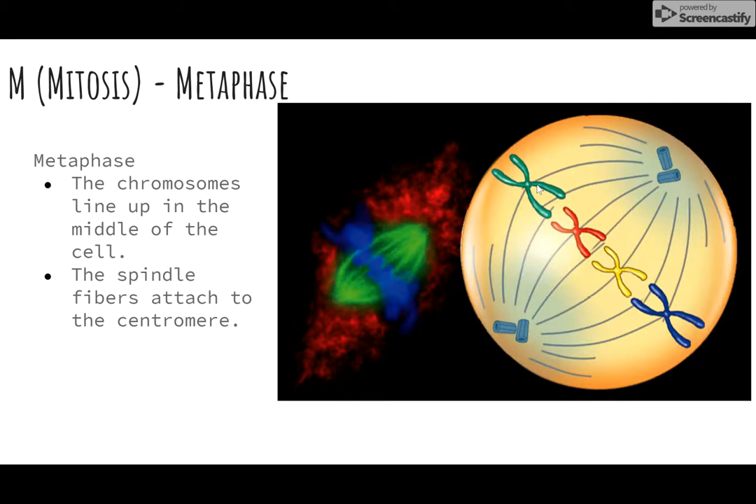Okay, so moving right along with mitosis, we have metaphase. Metaphase is where the chromosomes line up in the middle. The spindle fibers are going to attach to them, and that's what happens in metaphase. The chromosomes line up along what we call the metaphase plate, which is what the middle of the cell is called here.